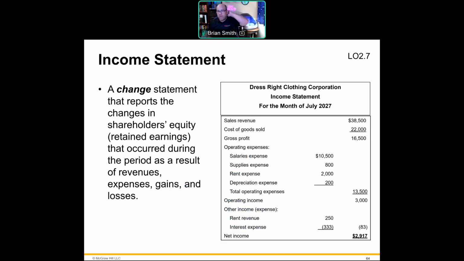Here's our income statement. We calculate and go through here and find our net income. It should be stuff you're used to. Revenues minus expenses equals operating income, minus other income or expenses from other operations. You got your net income.